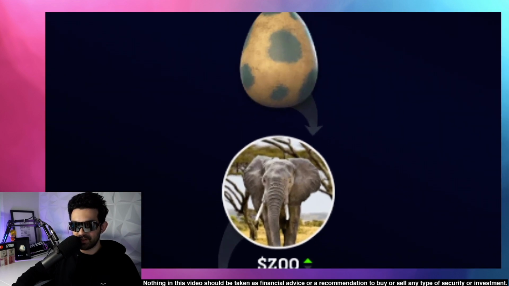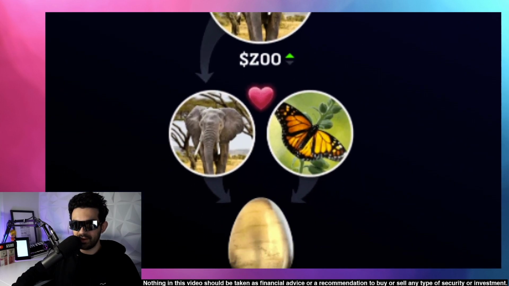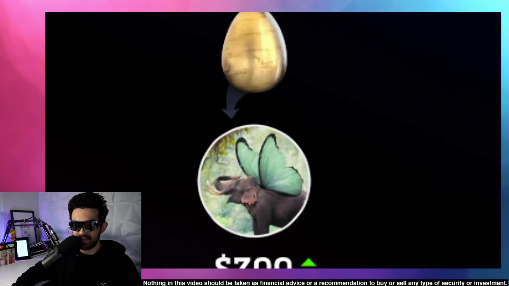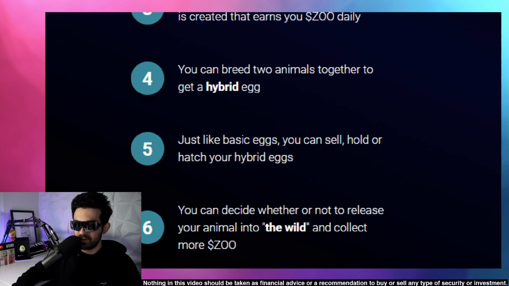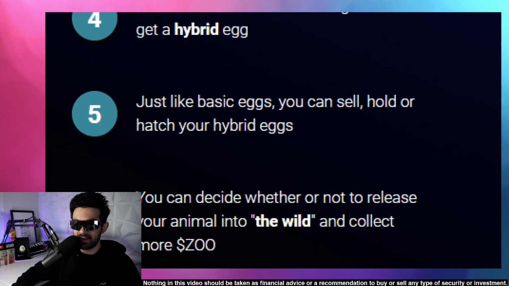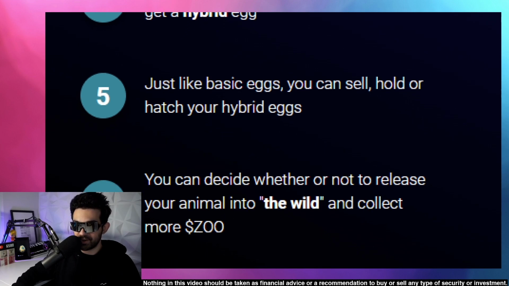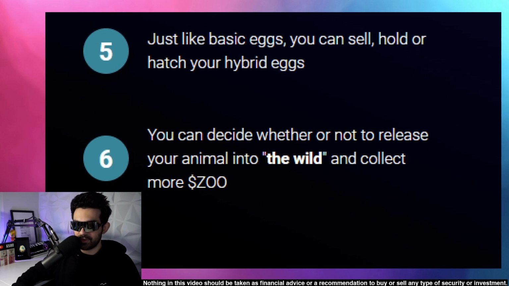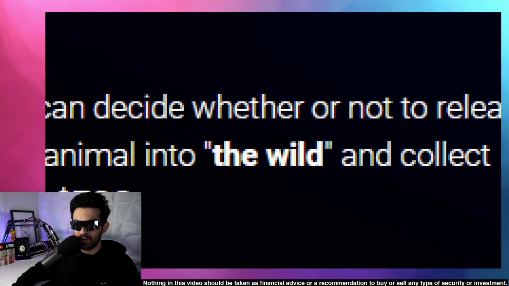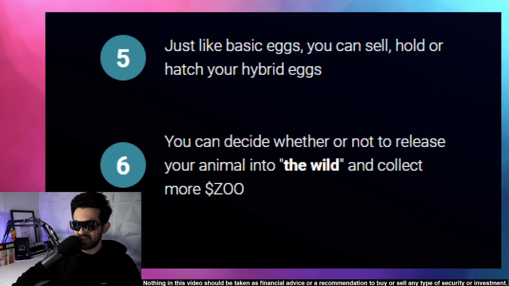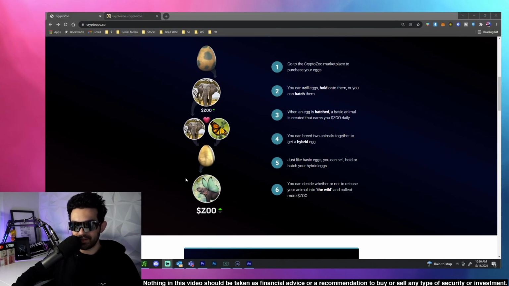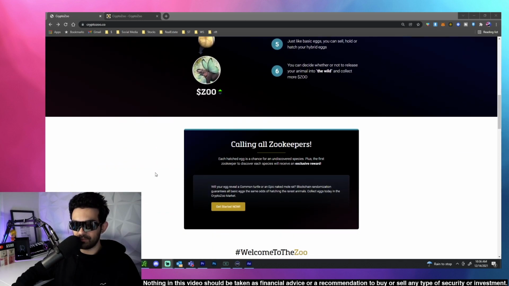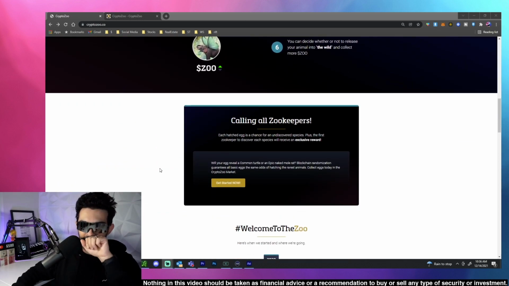And there's also visuals here. So you have an egg, you get an animal, you breed it, and then it turns into a hybrid egg, and then it turns into a hybrid animal that then yields. So you get this egg. You can also then either sell, hold, or hatch your egg, and then you can decide whether or not to release your animal into the wild or burn it. You collect the zoo that it has been yielding. Nothing new there. That all makes sense. All straightforward. Good to see that they're sticking to the plan.